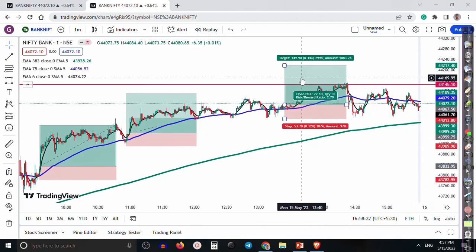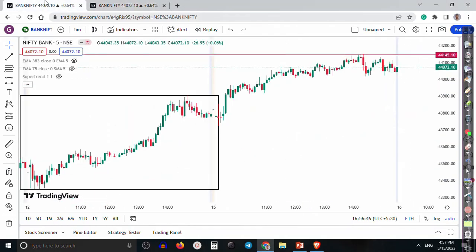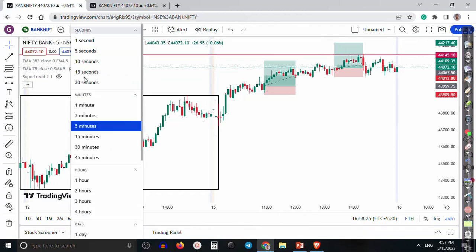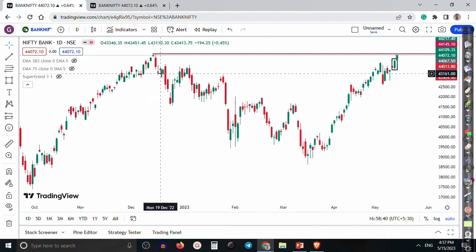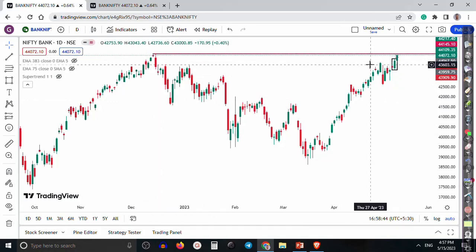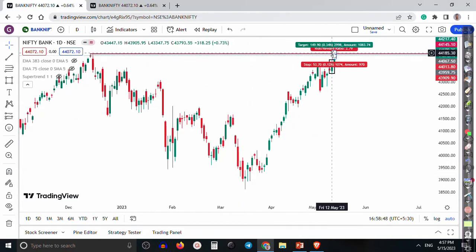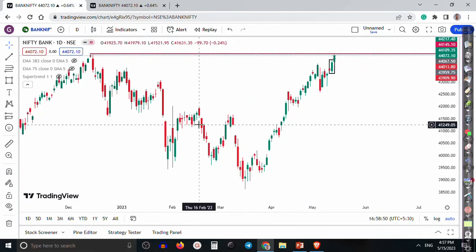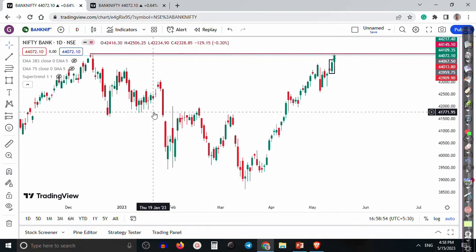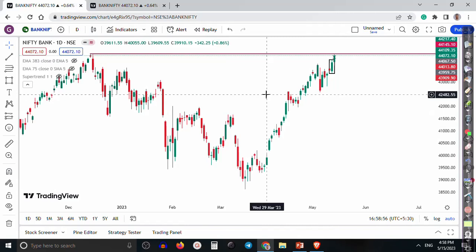So how do I identify this resistance? If you don't see it, look at the daily time frame. So you can see this is the daily time frame. This is the all-time high point, and it acts as a resistance. So that is why I didn't take any position below this resistance line, where price was not able to reach my target. Okay.